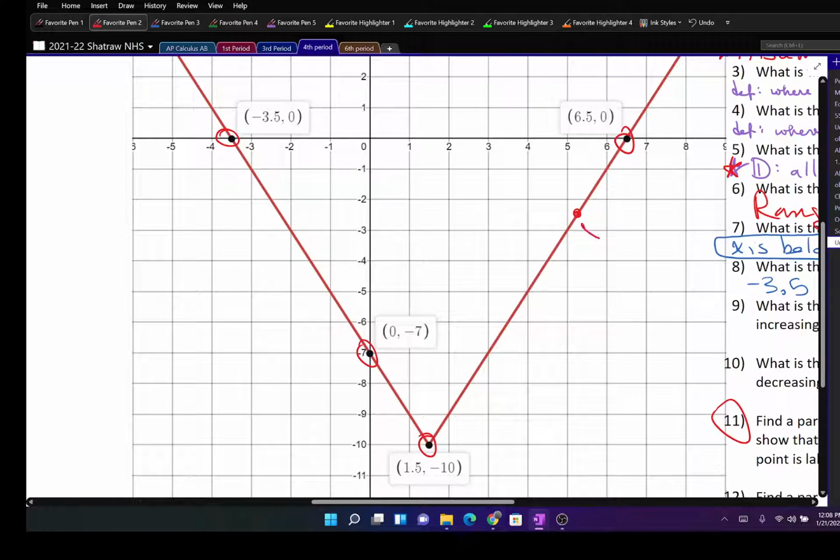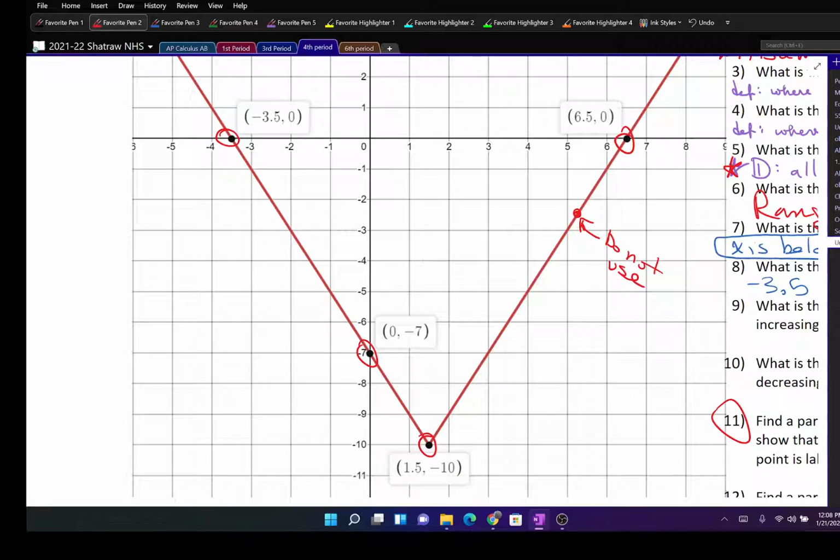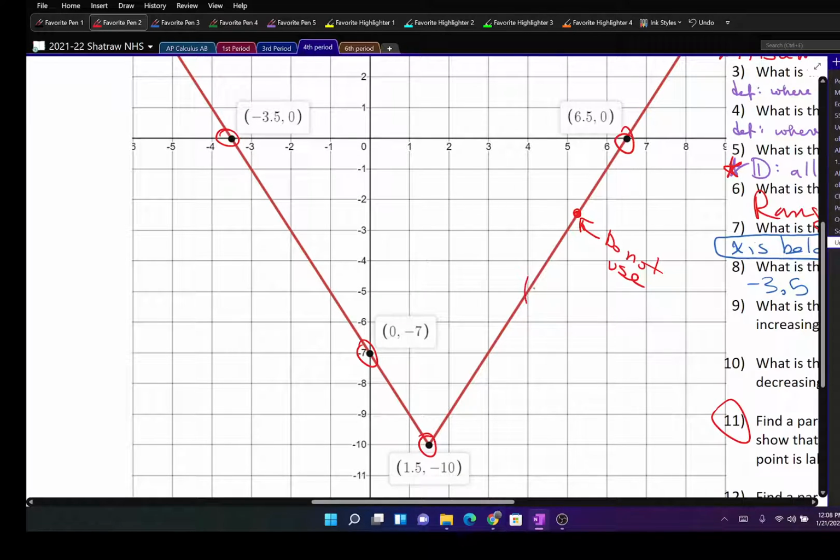Why not? Well, it's a fraction. It's a decimal. We don't know exactly what it is. I don't want you guessing, okay? If you want to use some other point that hasn't been marked for you, make sure that you find an intersection. This intersection, by the way, is 4 and negative 5. So x is 4 and y is negative 5.